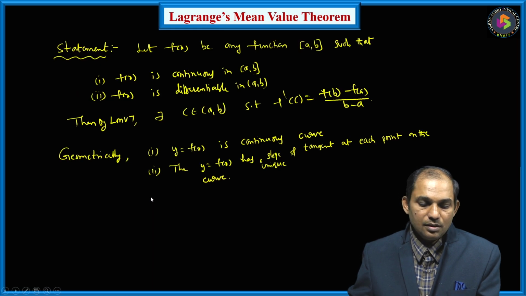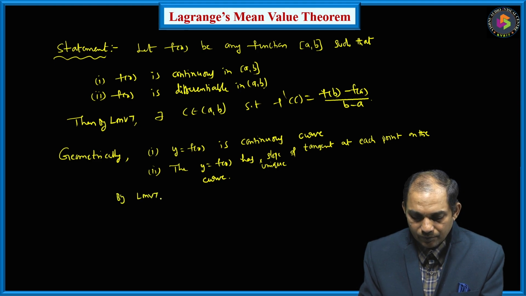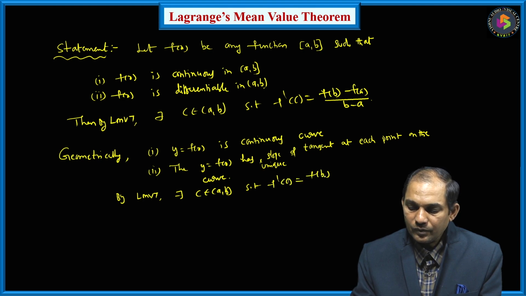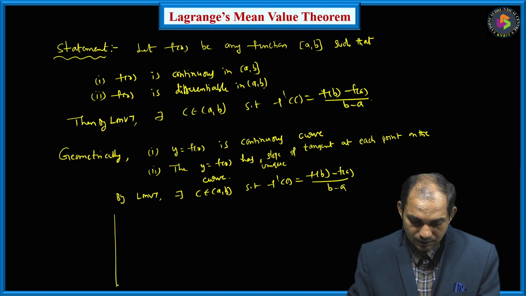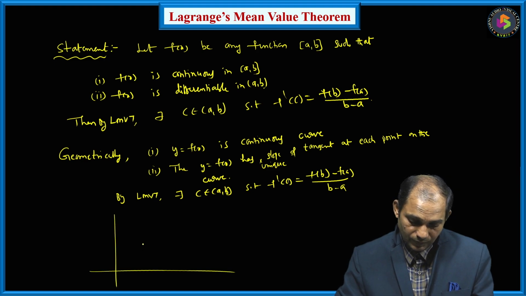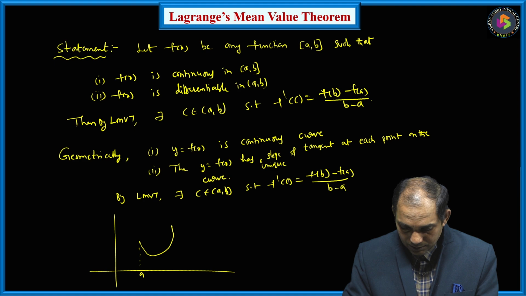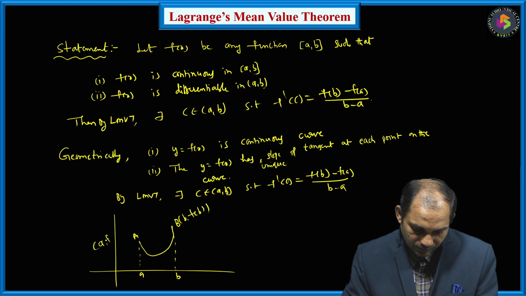So, when these two conditions are satisfied, Lagrange's mean value theorem says that there exists a point C in the open interval a comma b such that f dash of C is given by f of b minus f of a by b minus a. To make this understood, let me take a rough sketch here. Let me draw the curve like this. This is the point corresponding to A and this is the point corresponding to B. This is capital B, B comma f of B, and this is capital A comma f of A.